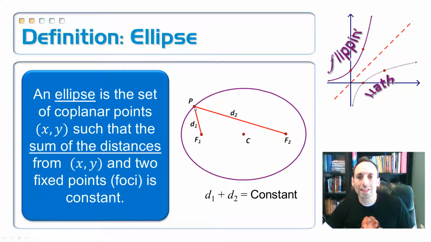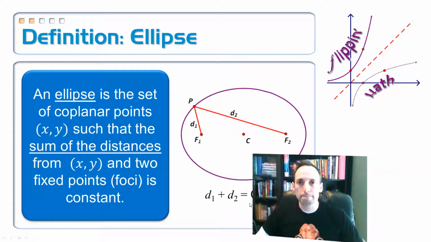So in this picture, if I take this point P that's on the ellipse and measure the distance to this first focus and the second focus, and I add those things together, that distance always stays constant. So in this picture, I can see right down below, D1 plus D2 is equal to some constant number for this ellipse. Let's look at that in a little bit more detail on Geometry Sketchpad.